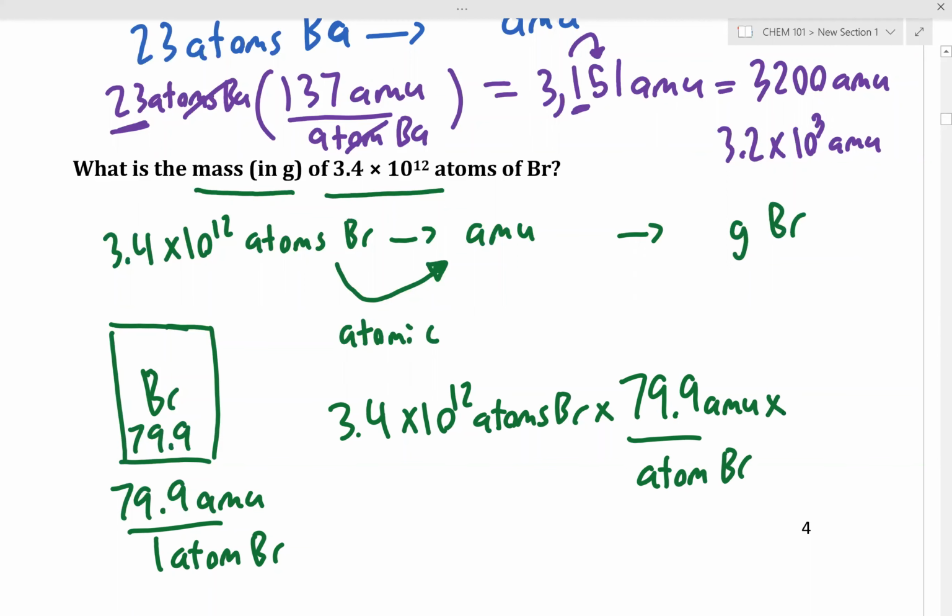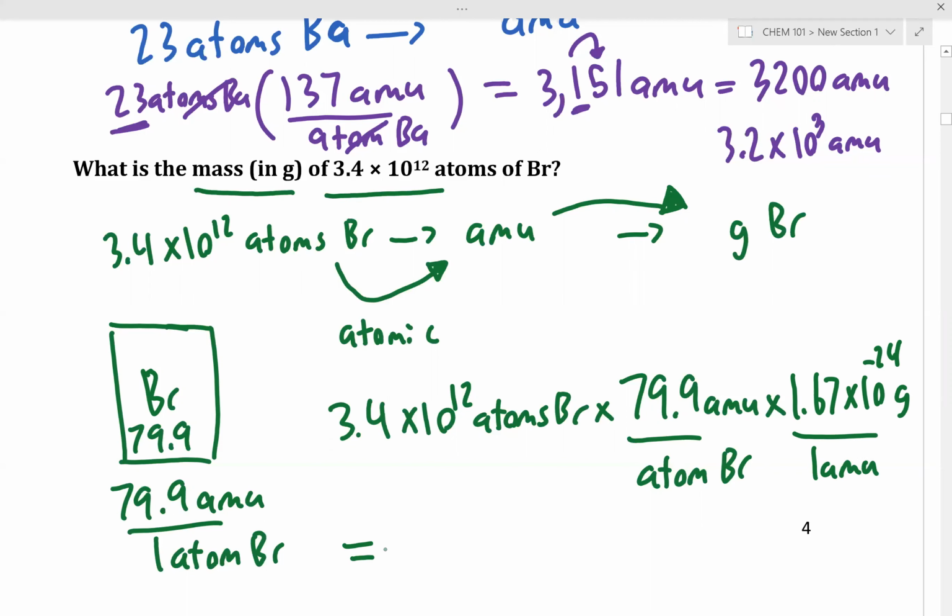And to go from AMU to grams, do we have that conversion factor? Do we know a way to go from AMU to grams? Are we given that? Yeah. And when we do this conversion, what needs to be on top if we're going to grams? Grams. So we're going to write 1.67 times 10 to the negative 24th grams per every 1 AMU.